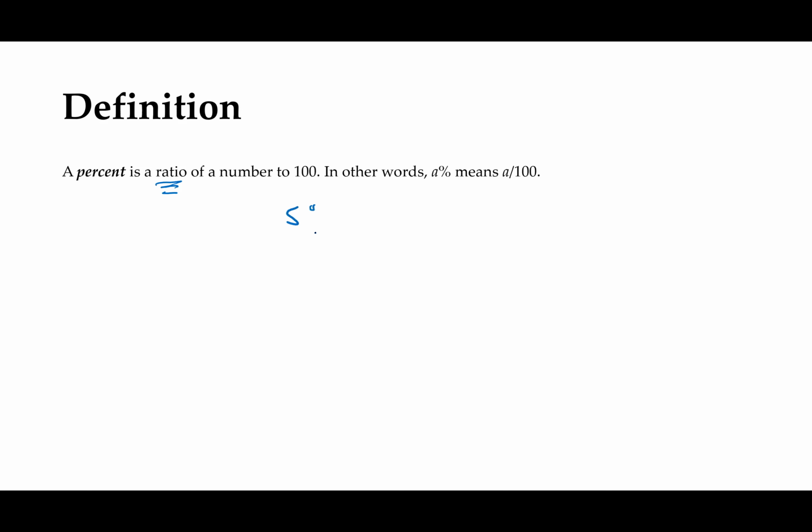5%, for example, would mean 5 over 100. And then, of course, you can reduce that. You can write that as a decimal. But in terms of meaning, that's what 5% means. Okay?